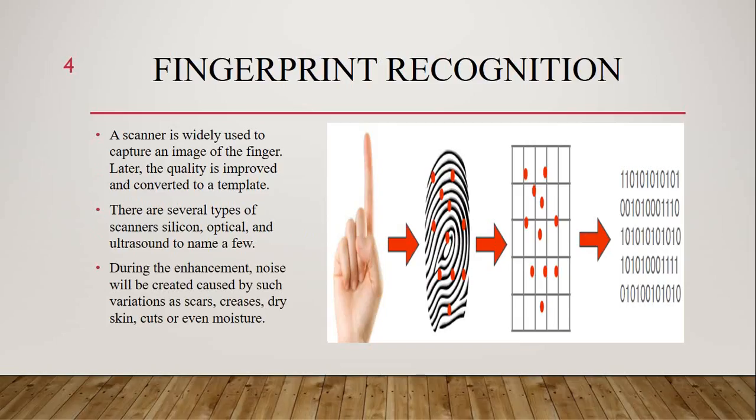This is the diagram for the fingerprint recognition method. Basically, a scanner is widely used to capture an image of the finger. Later, the quality is improved and converted to a template, as you can see in the images. There are several types of scanners used in this process, such as silicon, optical and ultrasound. The most common technology for the fingerprint scanner is the optical scanner. During the enhancement, noise will be created, caused by variations such as scars, creases, dry skin, cuts or even moisture.